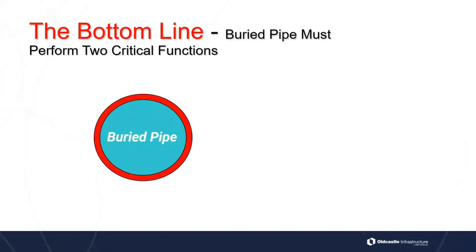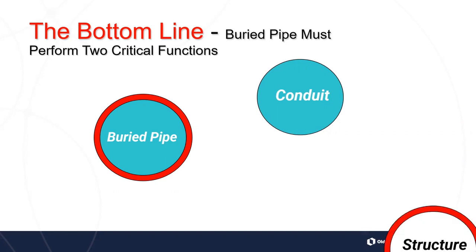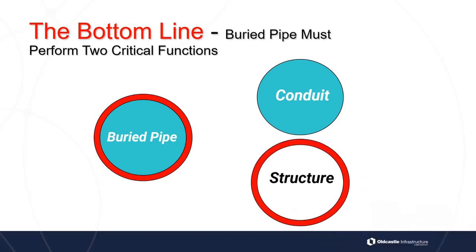Now, the bottom line is that buried pipe must perform two very critical functions. We know that it has to act as a conduit to get either stormwater, wastewater, whatever it is, from point A to point B. It has to be a conduit to carry that material. The next thing it has to do is act as a structure. So we want to make sure that these pipe systems are doing both of these functions, acting as a conduit and also acting as a structure to withstand the loads that are put on top of this pipe.